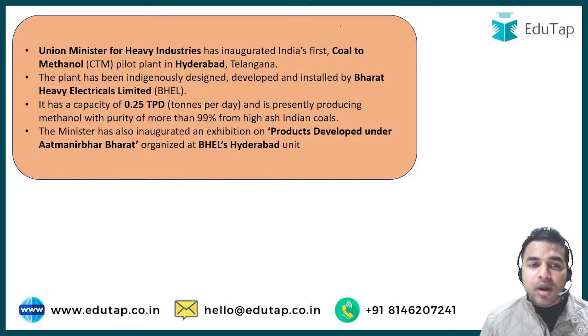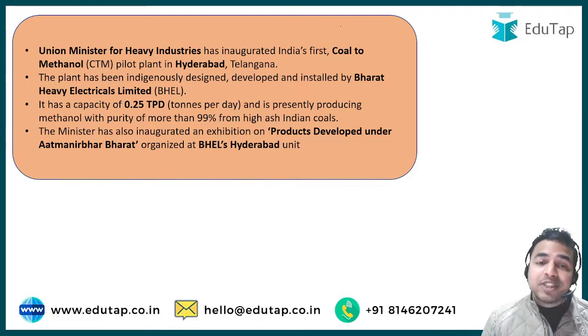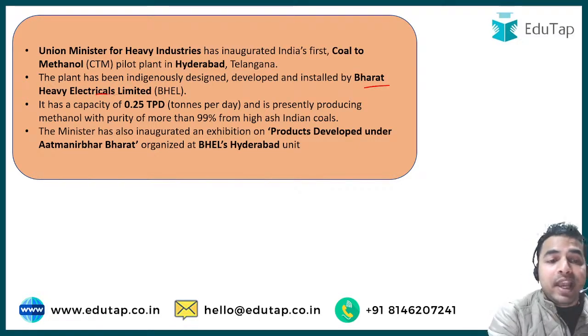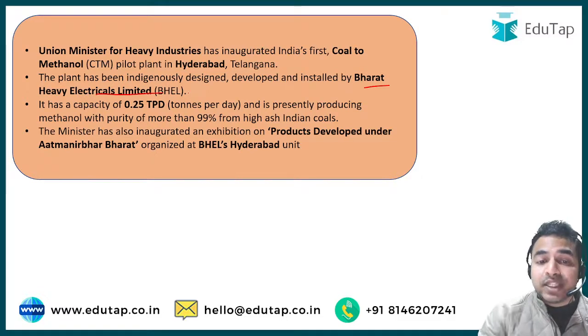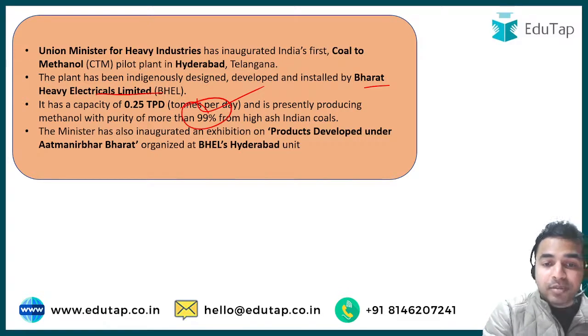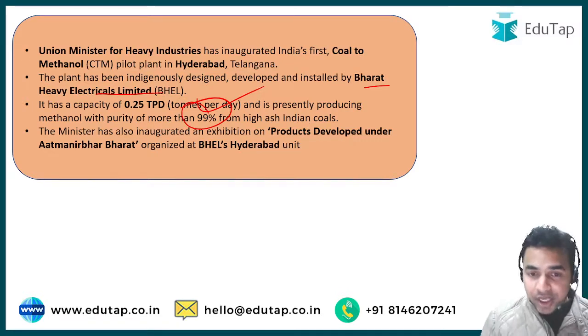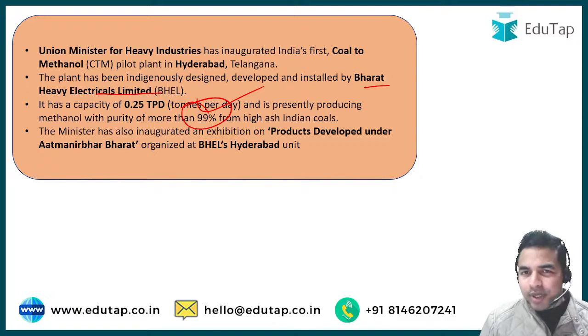And when we talk about the design and the development of this particular plant, it has been taken up by Bharat Heavy Electricals Limited, and it has a capacity of 0.25 tons per day and is presently producing methanol with a purity of more than 99% from high ash Indian coals. So that was all about this particular question.